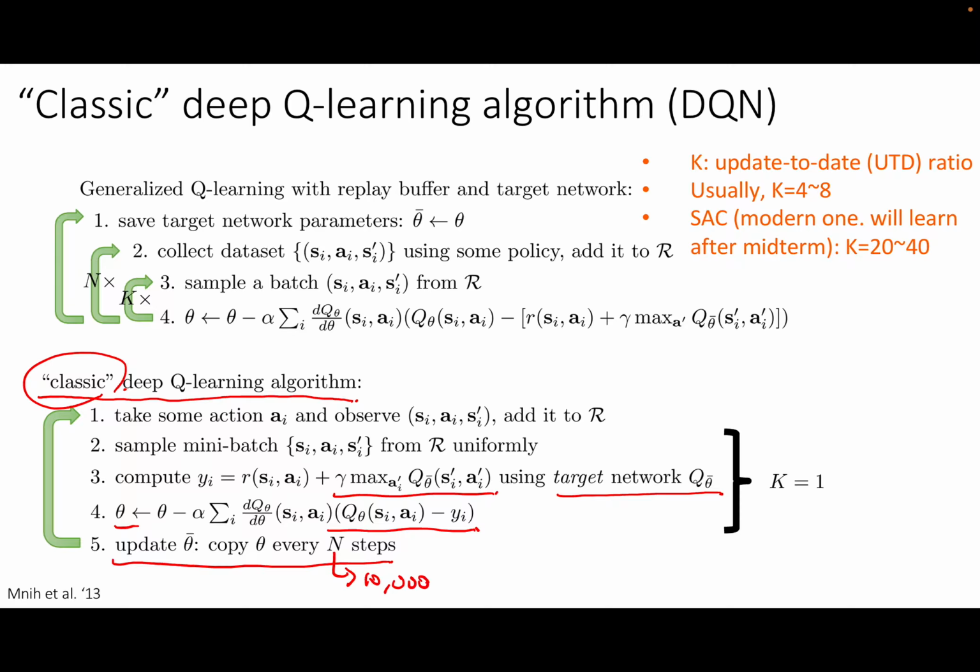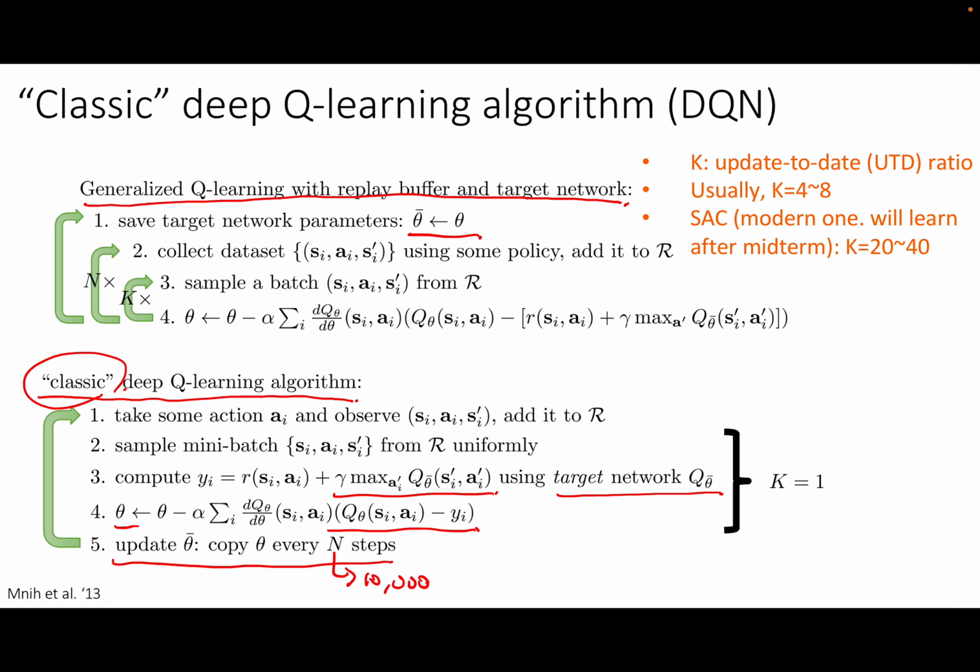So that was the deep Q learning algorithm that we've learned so far. But we can actually have a more generalized view of the deep Q learning algorithm. That is the above one. So the generalized Q learning with replay buffer and target network. We save the target network parameter.